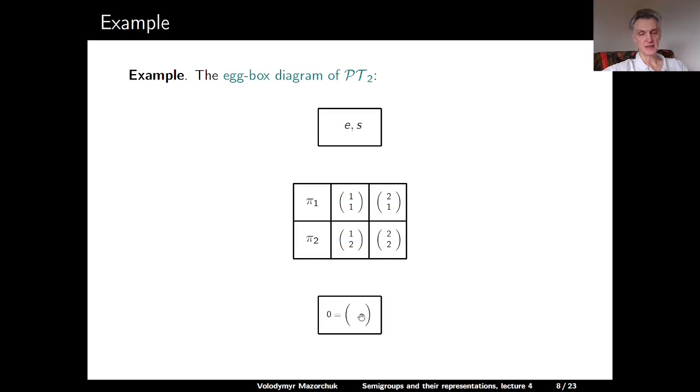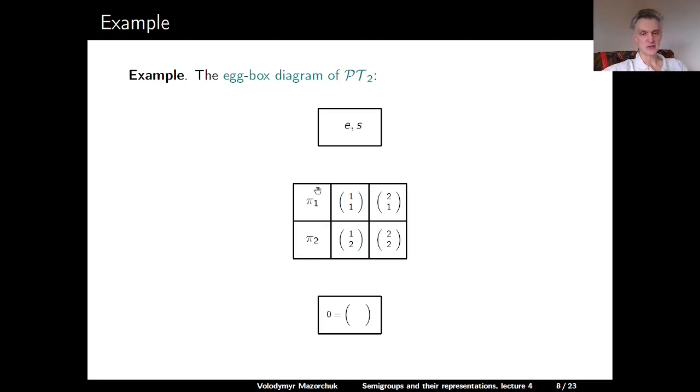The bottom D class consists of only one element, 0, which has the empty domain, so that's the 0 element of our semigroup. The top D class consists of 2 permutations, the identity and the transposition, and then in the middle we have a D class of all elements of rank 1.